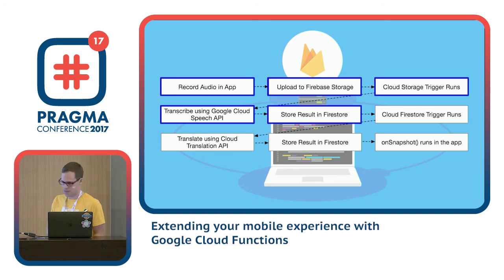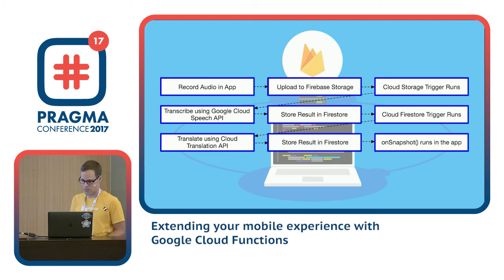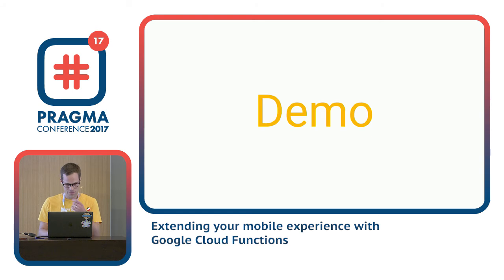Because of this, the Cloud Firestore trigger starts running and calls into the Cloud Translation API. The result of the Cloud Translation API is then once again stored in Cloud Firestore. And finally, as our last step, our iOS app picks up this change when the onSnapshot callback fires. So let's see what the final app looks like.